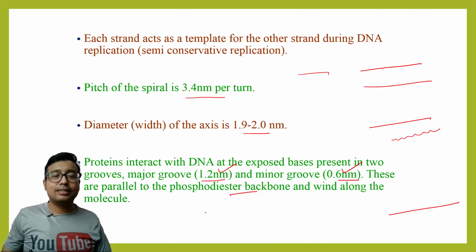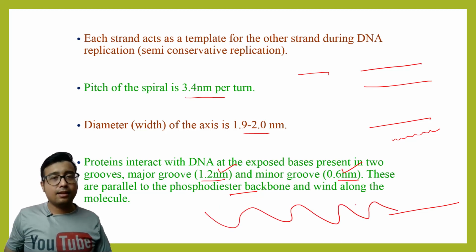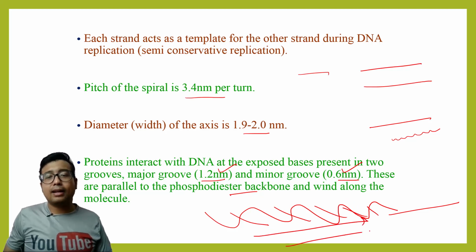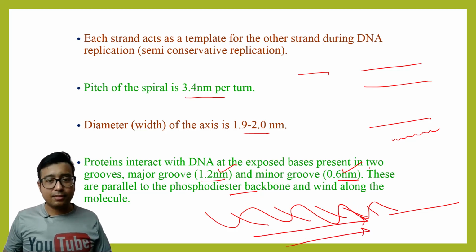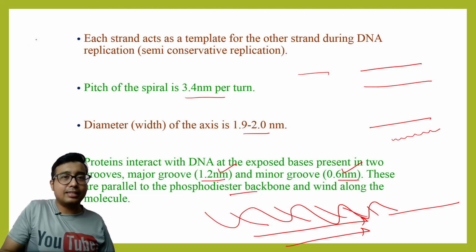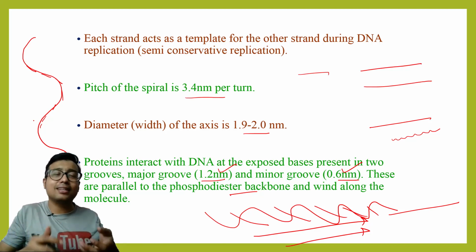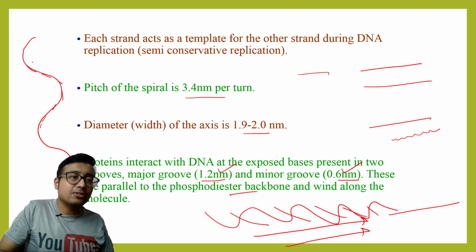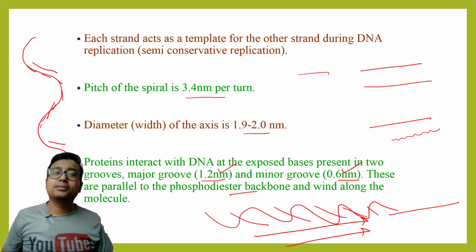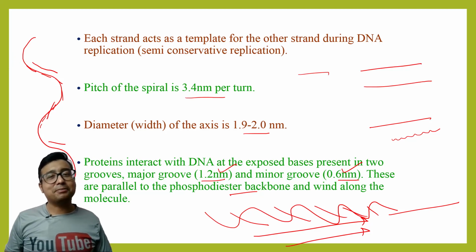It means that this is the direction of the grooves, okay? So basically they are running parallel to the backbone, okay? So if you see, these are the phosphodiester bonds, okay? Since the whole thing is now twisted, the minor grooves also run along with them, so they are parallel to the phosphodiester backbone.